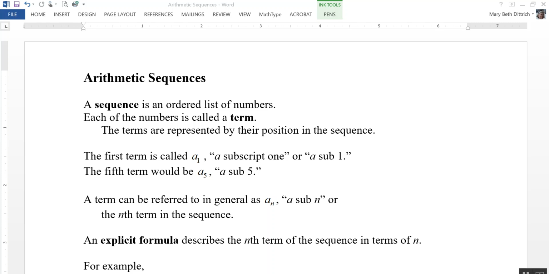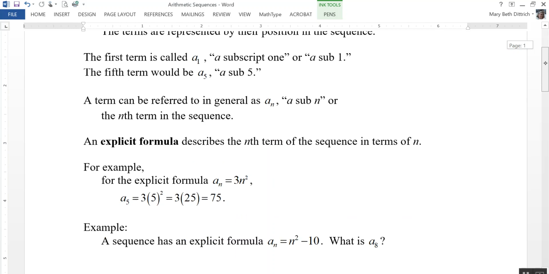This video is on arithmetic sequences. A sequence is an ordered list of numbers. Each of the numbers in the sequence is called a term, and the terms are represented by their position in the sequence. The first term is referred to as a sub 1. The fifth term in the sequence would be a sub 5. And a term can be referred to in general as a sub n, or the nth term in the sequence.